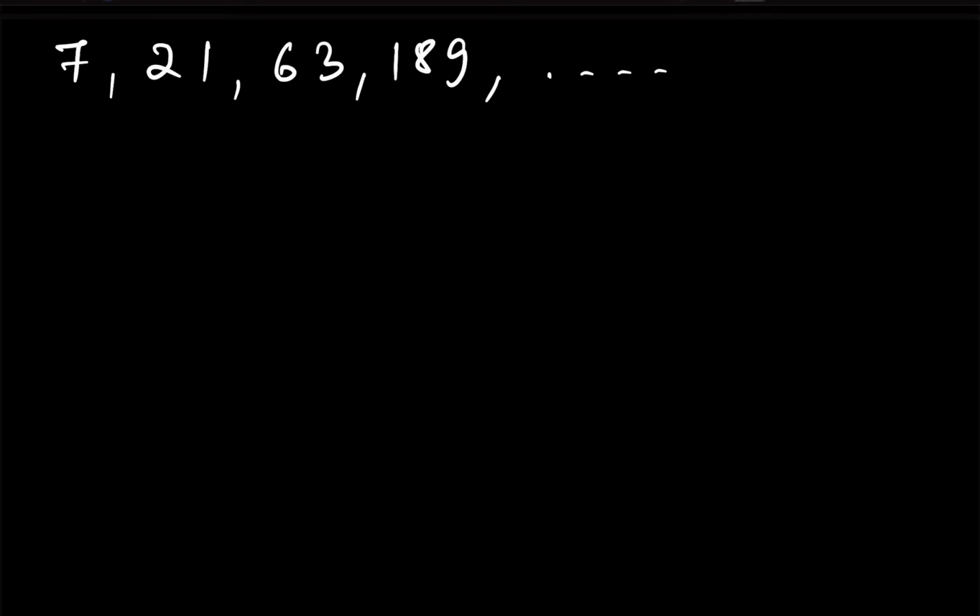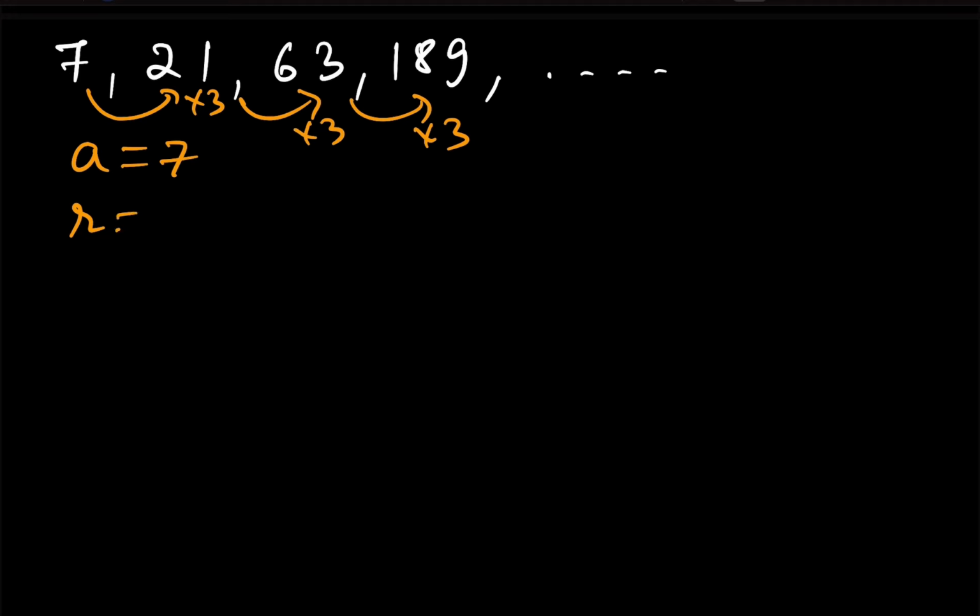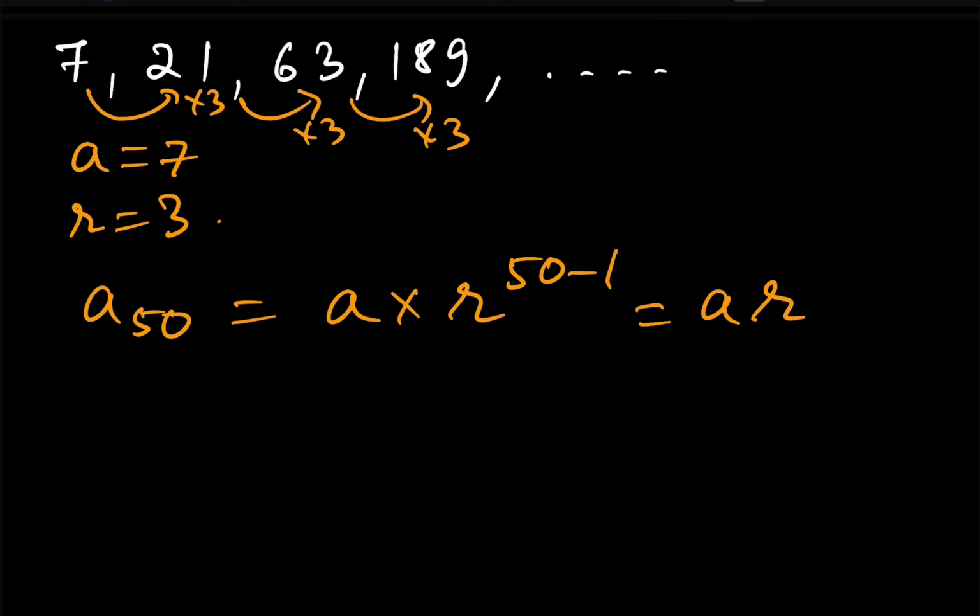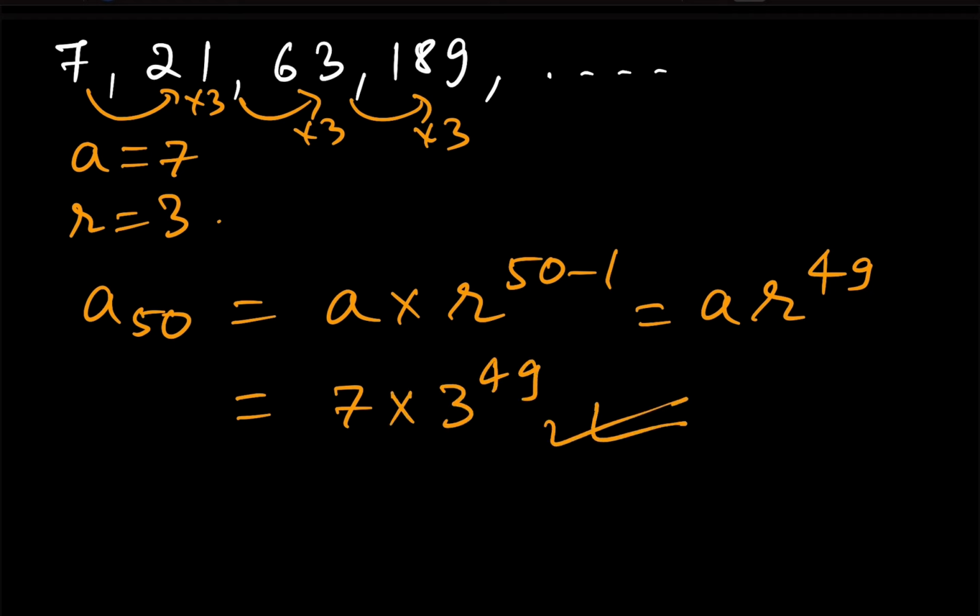So first you have to find the first term, a, which is 7. Then the common ratio is, you can see here, 3. Here also it is multiplied by 3. Here also it is multiplied by 3. Okay, so our common ratio is 3. No need to find the nth term, but suppose you are asked to find the 50th term of this. It will be a into r to the power 50 minus 1, which is a into r to the power 49. So 7 into r to the power 49 means 7 into 3 to the power of 49. So this will be your 50th term.